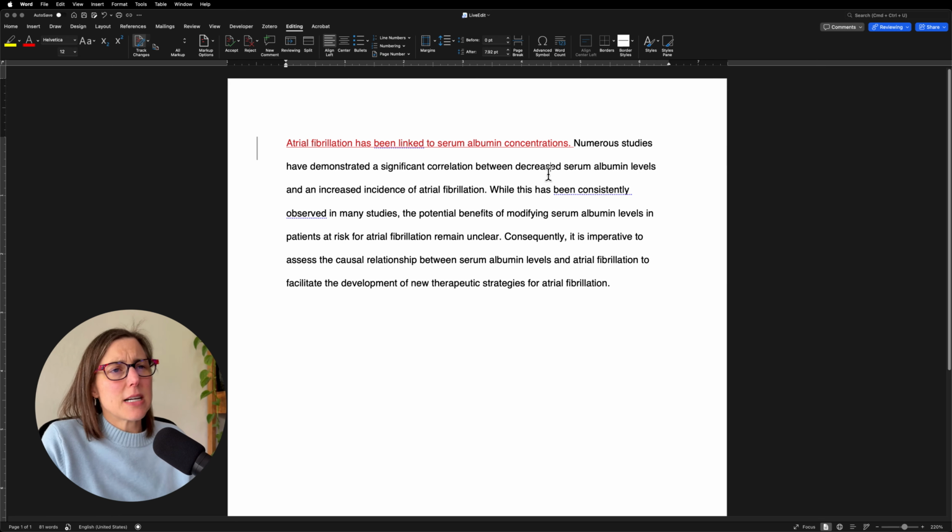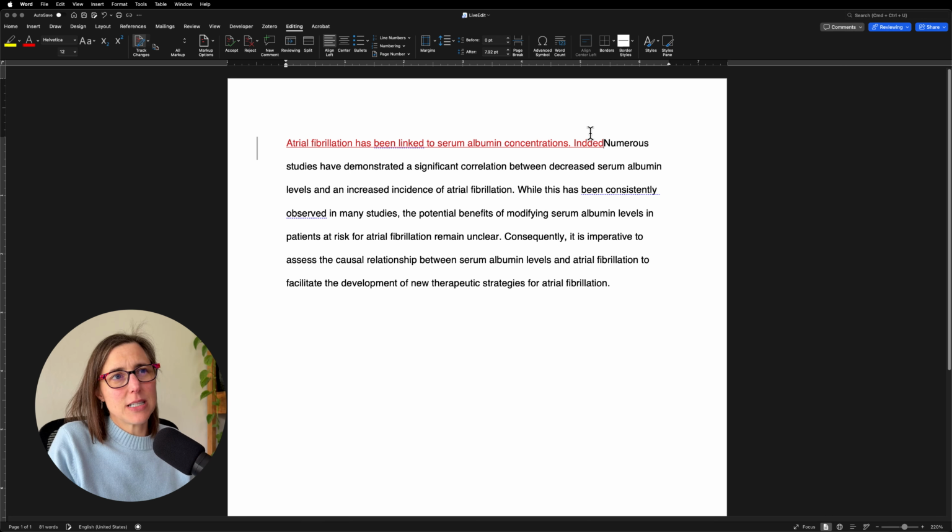So this is a first pass, right? I might make different changes if I were to go through this multiple times, but on a first pass, what I would do is add a transition word here. The word I'm going to use is indeed. The reason that I'm adding this is it's signaling to the reader that I just told you that there's this link. Now I'm going to give you more details.